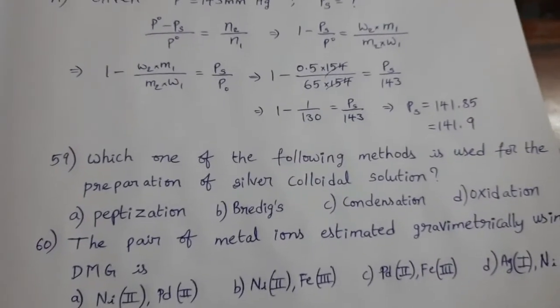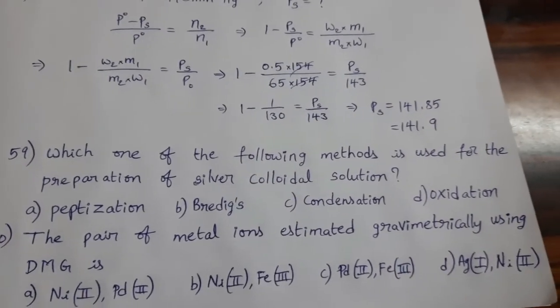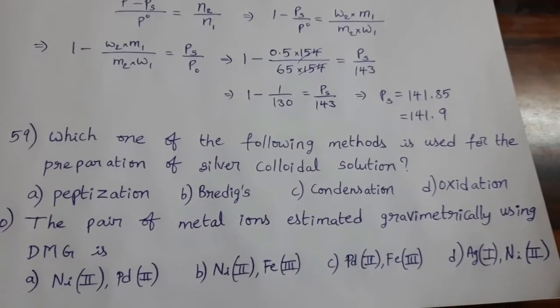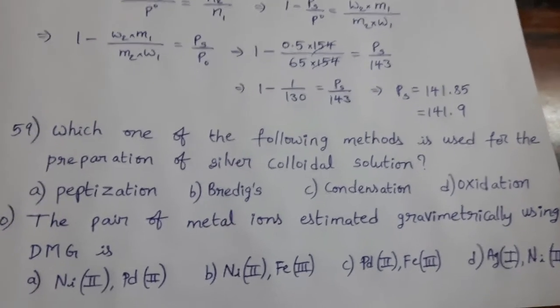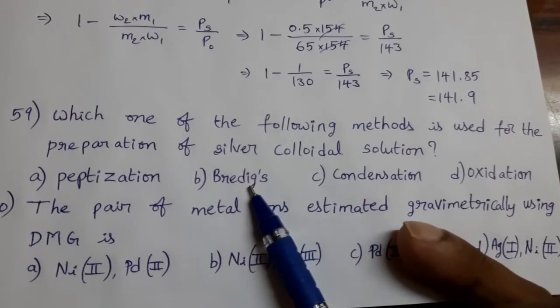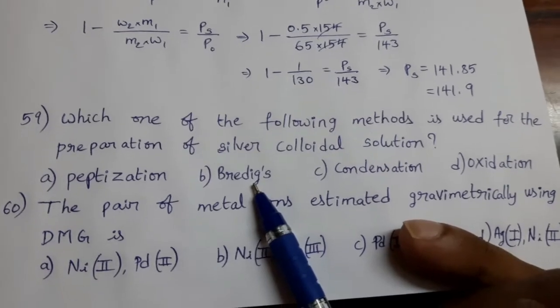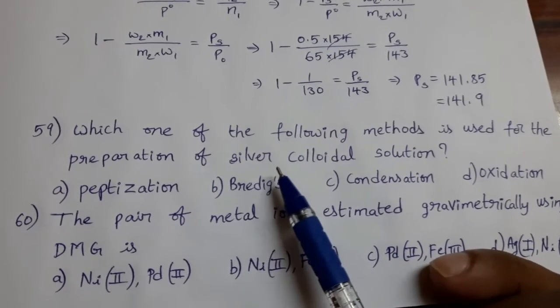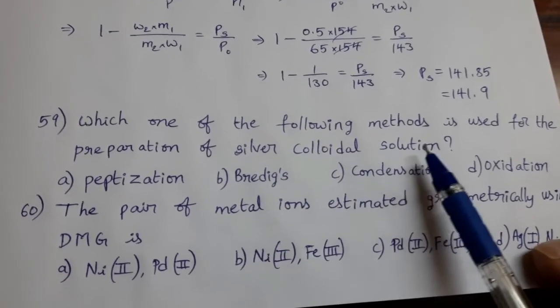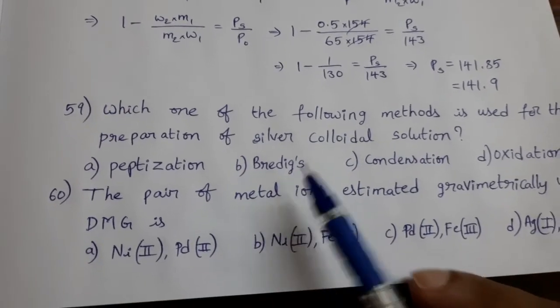Next, which one of the following methods is used for the preparation of silver colloidal solution? Bredig's method is the suitable method for preparation of silver colloidal solution. Option B is the answer.